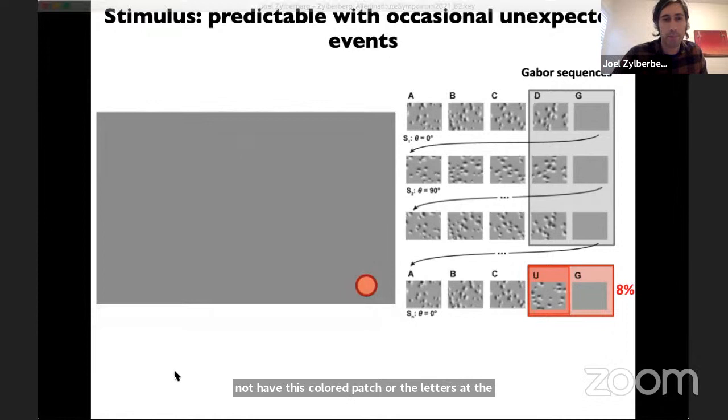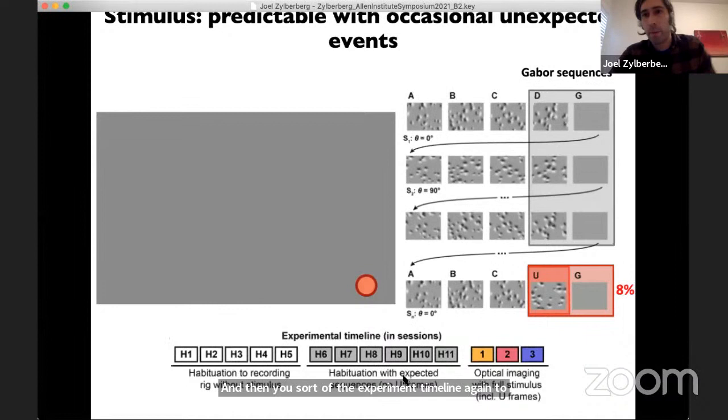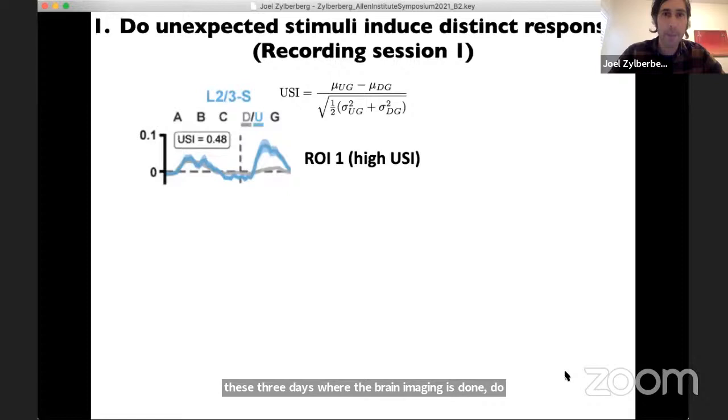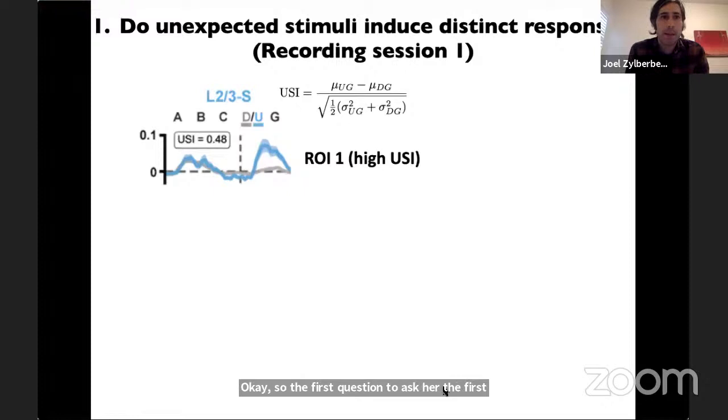And then here's sort of the experiment timeline again to remind you. So for about a week before we ever do the microscopy, the animals are exposed just to the ABCD gray stimuli. So they're habituated just to the expected thing. And then only during these 3 days where the brain imaging is done, do they get exposed to the unexpected U frames. Okay. So the first question to ask, or the first prediction that comes from the hypothesis, is, do these unexpected stimuli induce distinct responses in the neurons?